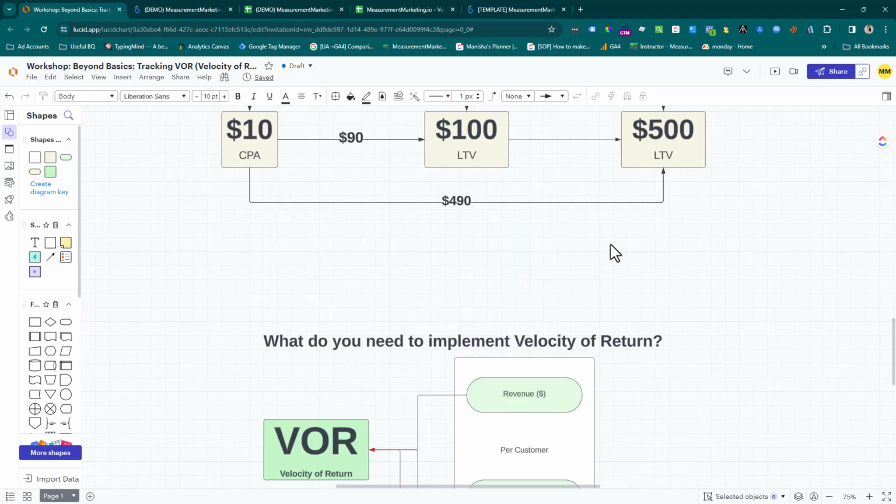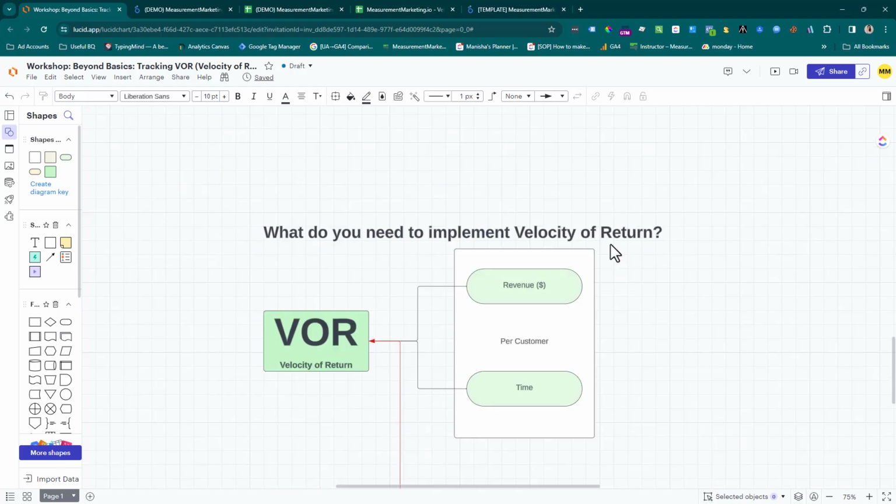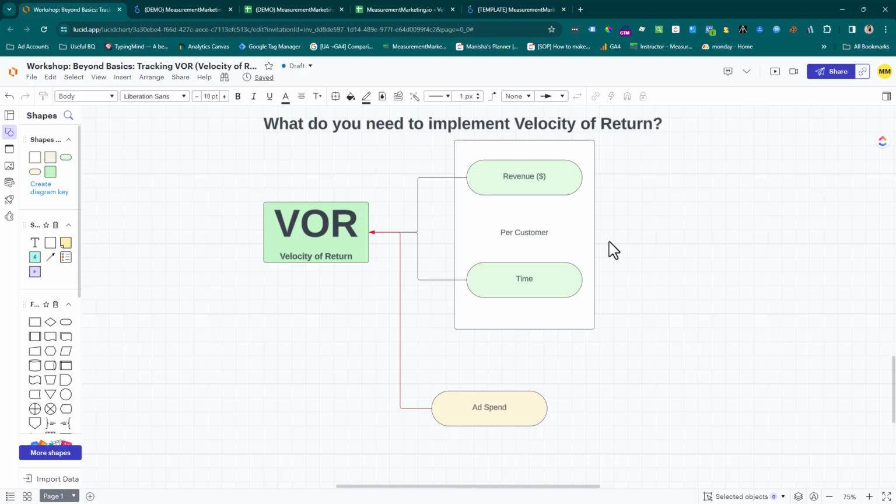Okay, so let's talk about what you need to implement velocity of return. You need two pieces, and then the third piece sitting down here, I'm going to talk about in a minute. So we're going to put this off to the side and talk about these two. What you mainly need for velocity of return is revenue and time. You want it per customer, and the data will roll up to an overall level, but you definitely need to be able to look at a transaction level and say, this transaction gave us this much revenue, right?